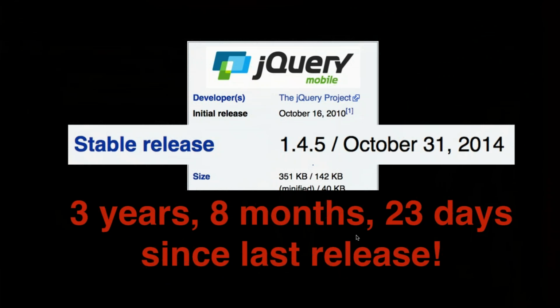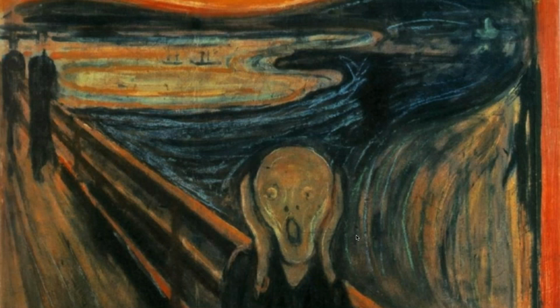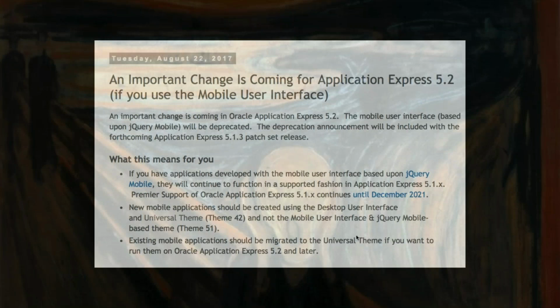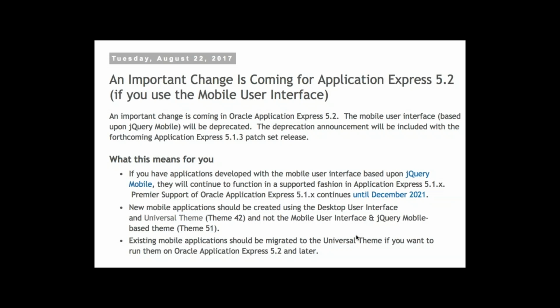It's a bit scary, right? In web technologies, 4 years is a long, long time. A lot of things happen in 4 years. So on August 22nd, 2017, so last year, Joel sent this blog post out saying that, hey, there's an important change coming to your Application Express apps.